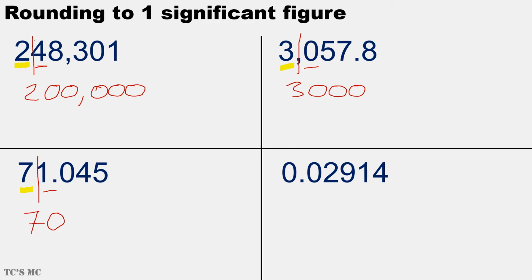In 0.02914, the first significant figure is 2. This 2 represents 2 hundredths, so we are rounding to the nearest hundredths. This ends up as 0.03. The zeros before the 3 give the 3 its value of 3 hundredths. Do not put any zeros after. They are not significant and don't give any place value to the 3.